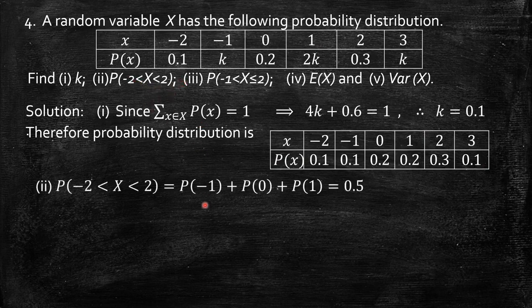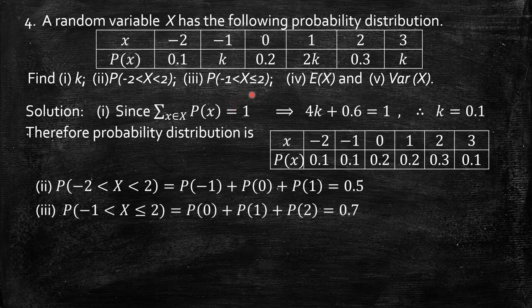Minus 2 less than x less than 2. So that means in between minus 2 and 2, excluding those. So that is the probability of minus 1 plus 0 plus 1, these three probabilities. Adding, that gives 0.5. Now what about minus 1 less than x less than or equal to 2? That means excluding minus 1 but including 2. That means it is 0, 1, 2. So adding 0.2 plus 0.2 plus 0.3, that is 0.7.